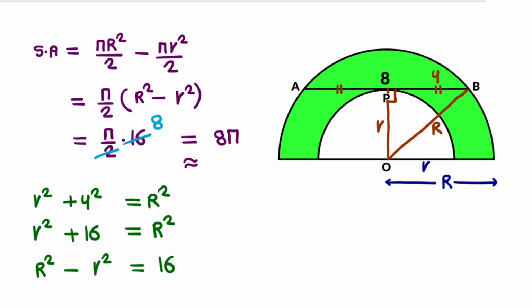And as a decimal, that's approximately 25.13 square units. A beautiful little geometry puzzle where one simple chord length gives us the exact area without ever knowing either radius.